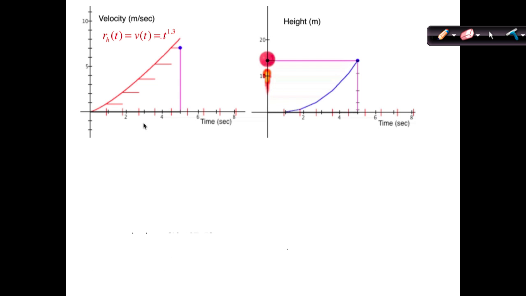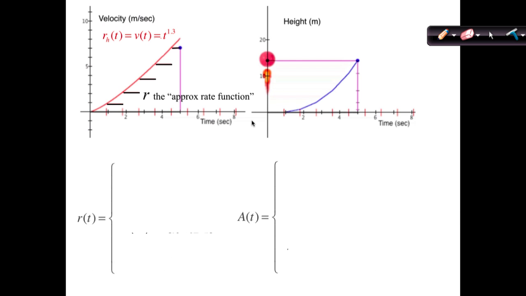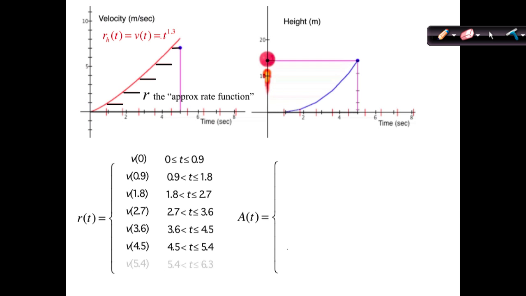Okay, so this is what we said. We said the actual rate function is R sub h, or v. But then we're going to generate this approximate rate function, or R. We're going to skip this. We did this before, where we built up the approximate rate function. We did this last time, remember? We used the exact rate at the start of every interval, and that becomes the approximate rate for the whole interval. So the black one, okay?